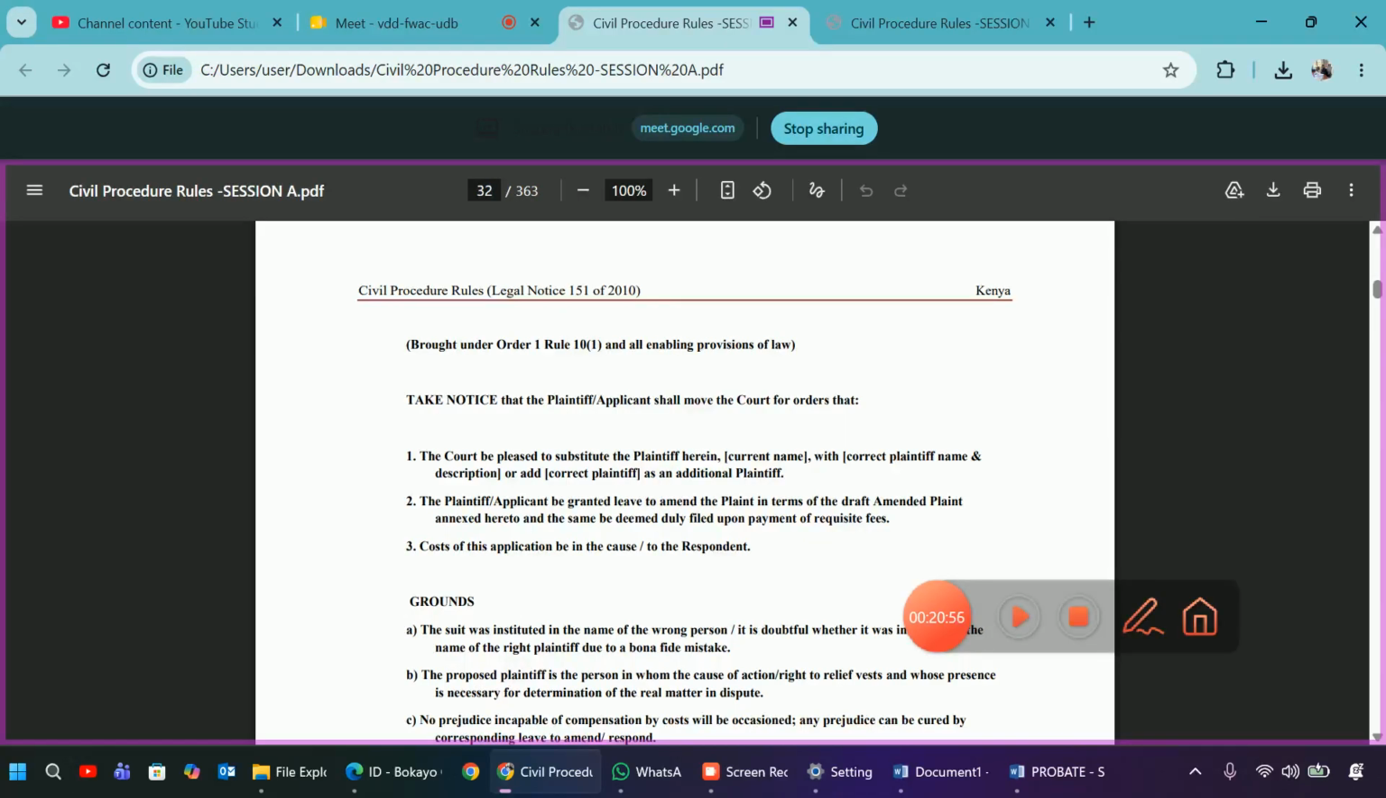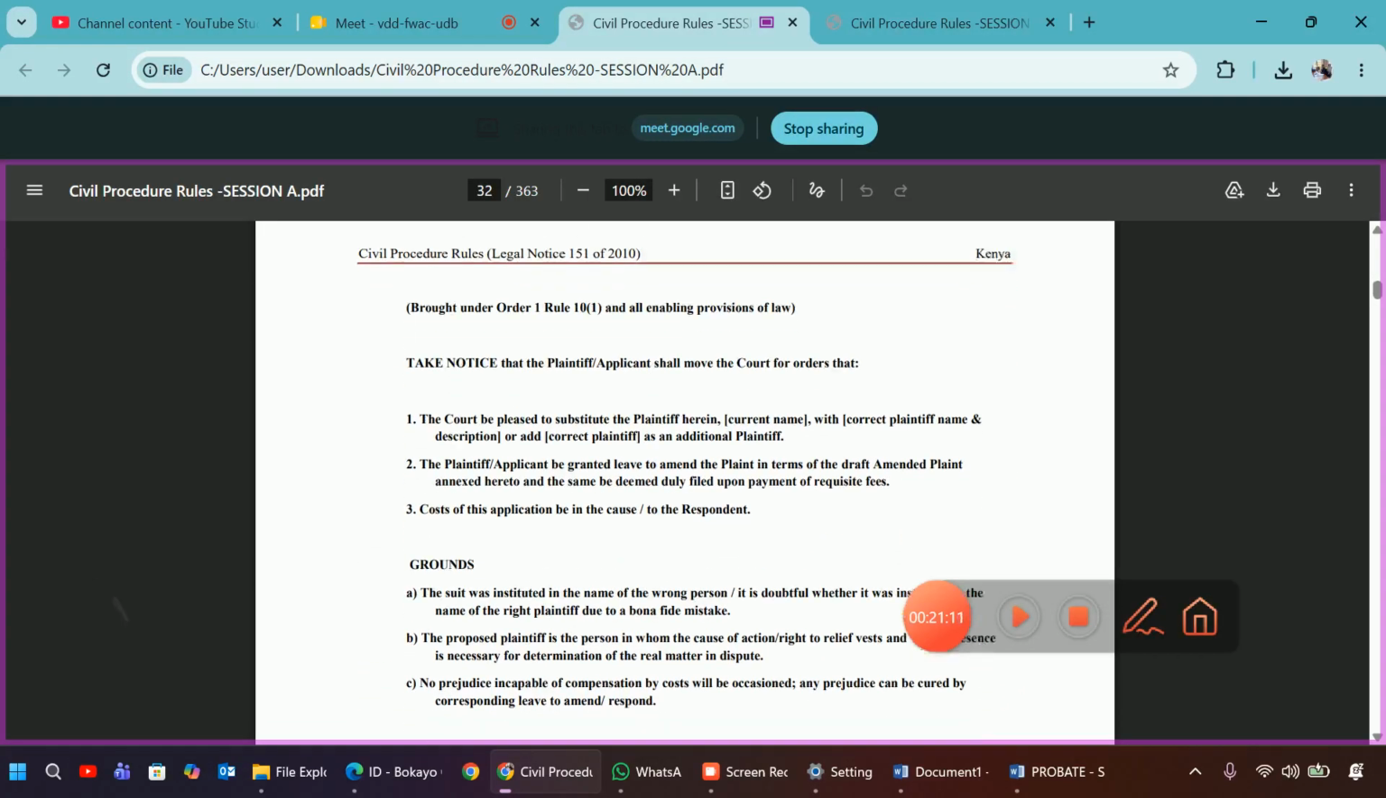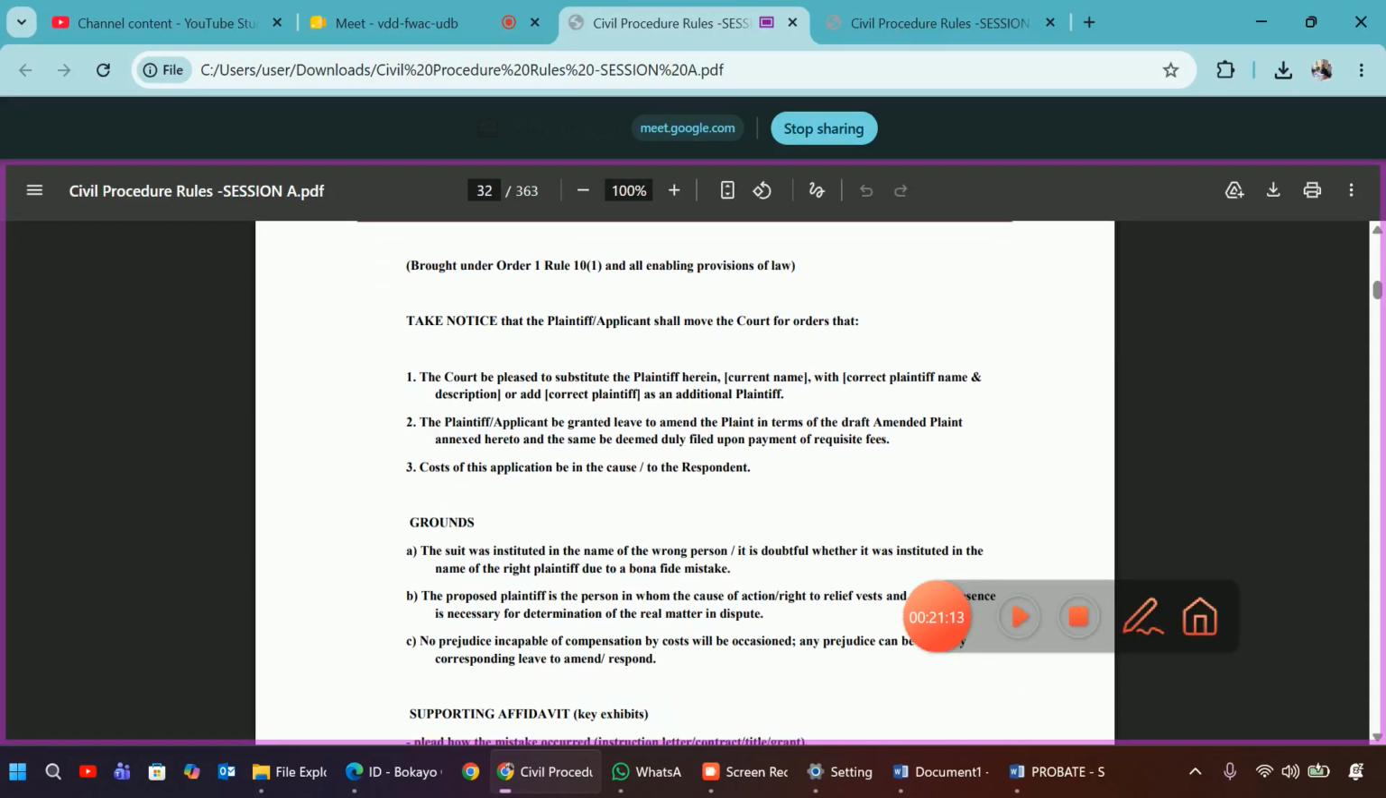Give the current name with the correct name and description, or add the correct name of the plaintiff as an additional plaintiff, because we are doing an application on a substitution or addition of a plaintiff, so any can apply. So the plaintiff or applicant be granted leave. Remember, you must seek leave.